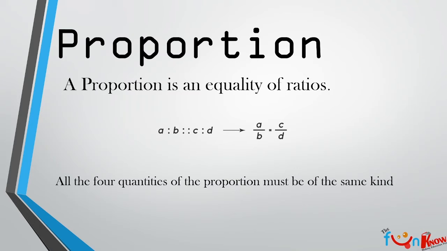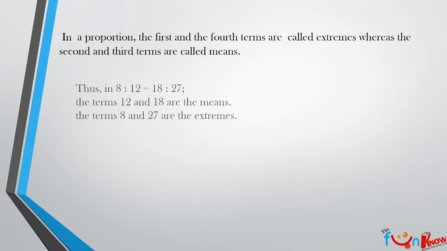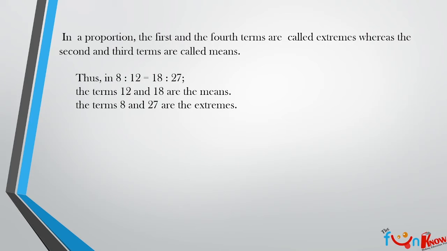All four quantities of a proportion must be of the same kind. So whenever we are doing some proportion, we have to remember that whichever quantities we are taking, like the four quantities over here, A, B, C, D, they must be of the same kind. They cannot be of different kind. In proportion, the first and fourth terms are called extremes, whereas the second and third terms are called means. Let us see, students. As you can see over here, in 8 ratio 12 and 18 ratio 27, you can write it as 8 divided by 12 and 18 divided by 27 also.